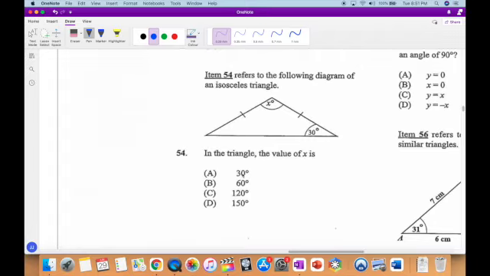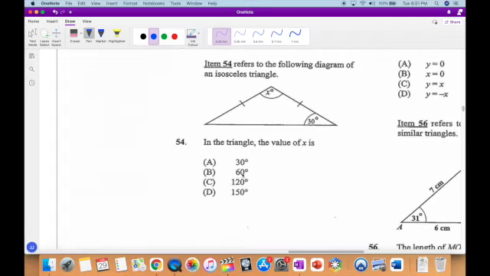Number 54 refers to the diagram of an isosceles triangle. In the triangle, what is the value of x? Well, we know in an isosceles this is going to be 30, 30, and 30 plus 30 is 60. So the value of x will be 180 minus 60, which is 120 degrees.